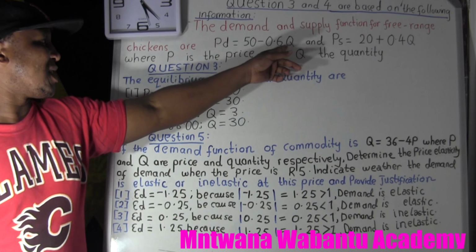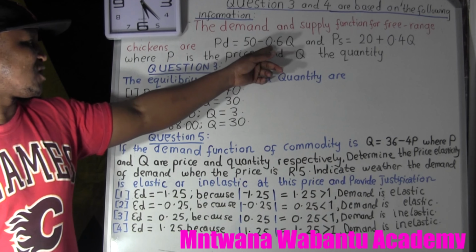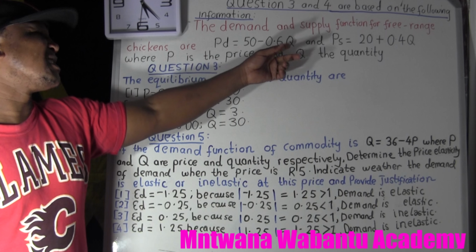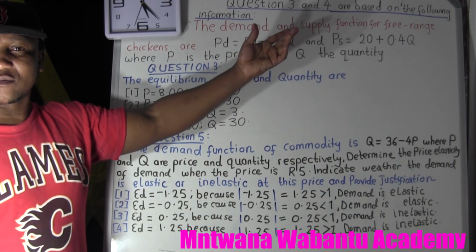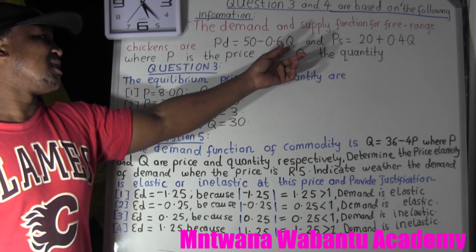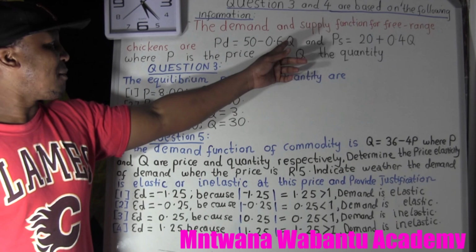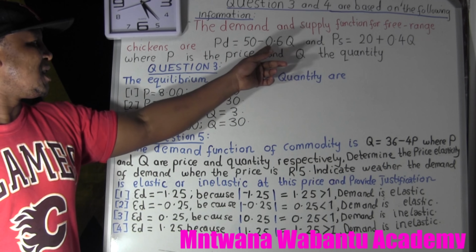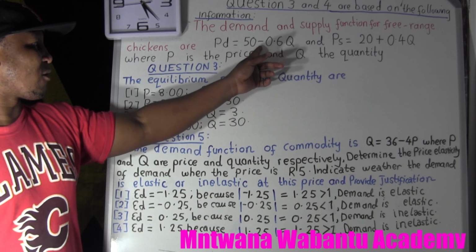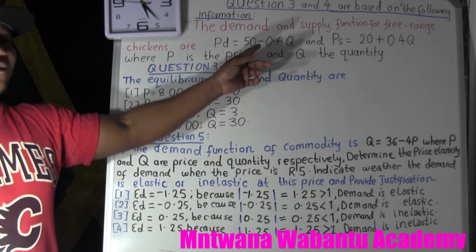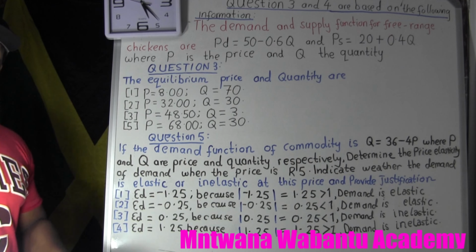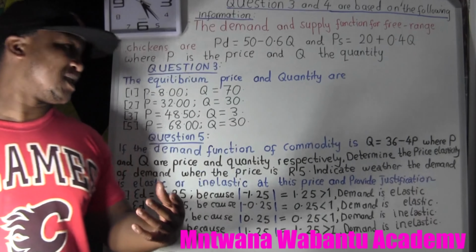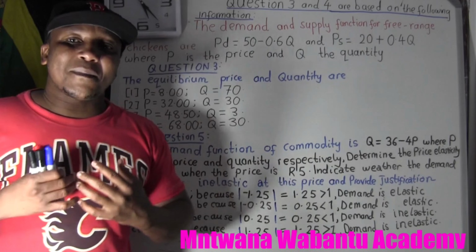If you plug in 1 here, it's going to give you 50 minus 0.6 times 1. Or let's say you buy 10 chickens. 0.6 times 10 equals 6, and 50 minus 6 is 44. So the price of demand equals 44. It could be dollars or whichever money. The same goes for supply, but that's not part of the question.